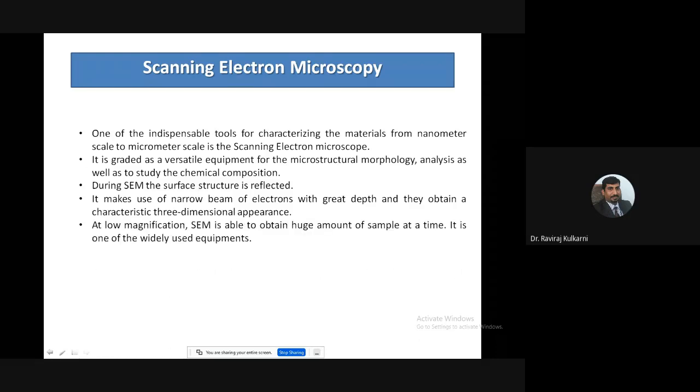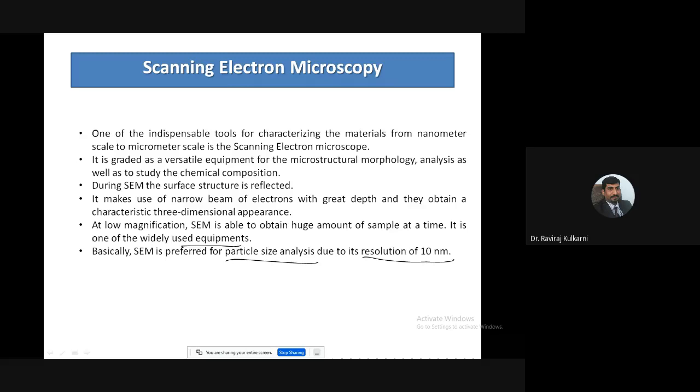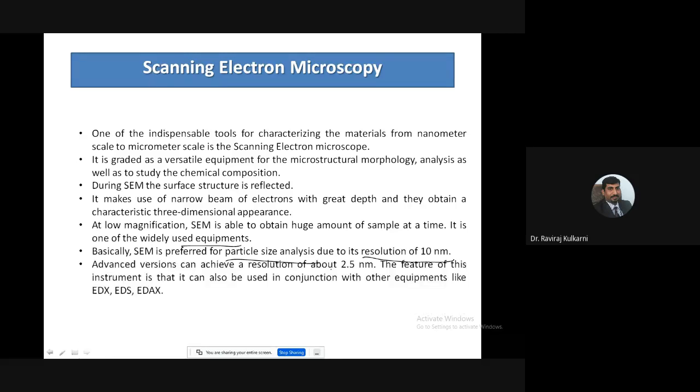At low magnification, SEM is able to image a huge amount of sample at a time. It is one of the widely used equipments. SEM is preferred for particle size analysis due to its resolution of 10 nanometers. Advanced versions now have resolutions up to 2.5 nanometers. If one particle is here and another is here, and the distance between them is 2.5 nanometers, I can still see these two as separated, that is, I can resolve them. If you have low resolution, they look like one.